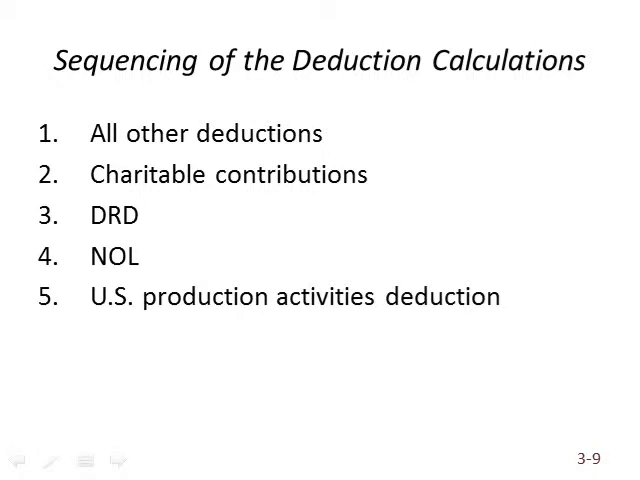So don't worry if it isn't crystal clear at this point. Just keep in mind that this sequencing does make a difference, and it's important to understand the sequencing so that when you're looking at whether a limitation limits what you're able to take as a deduction, we can do it in the right, correct order.